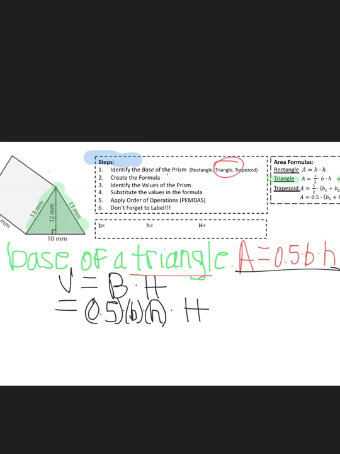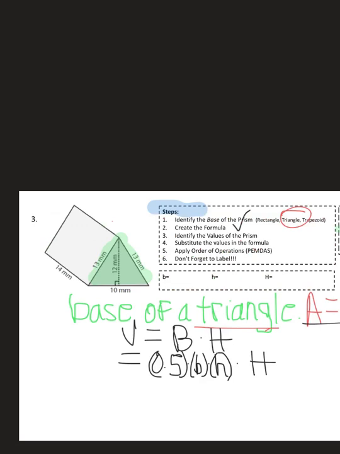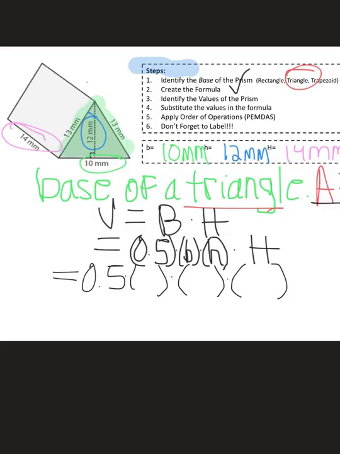Now we need to move on to step 3, which is identify the values of the prism. All right, so the base of the triangle itself is 10 millimeters, and the height of the triangle is 12 millimeters, and then the height of the entire prism is 14 millimeters. So step 3 is done. We identified the values of the prism, and now we need to move on to step 4, which is substitute the values into the formula.